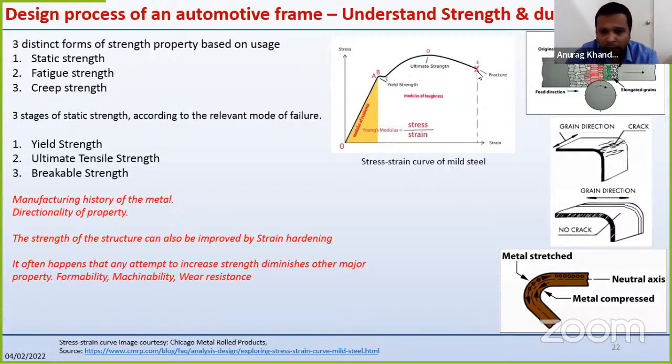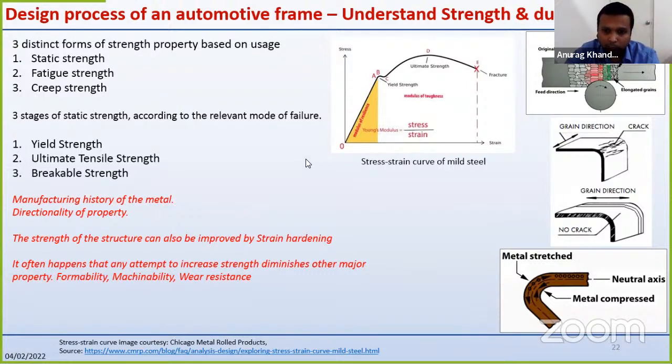There are a few other parameters like limit of proportionality and elastic limit. There are upper and lower limits of yield strength, but mostly in design of structure, we consider the yield limit. And in design where crash structure is involved, where energy has to be absorbed, both ultimate strength and fracture limit of the strength are also considered.